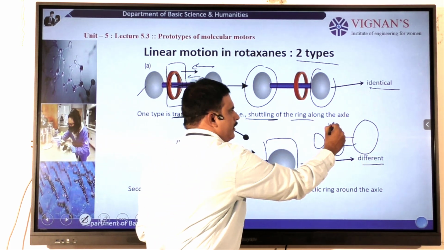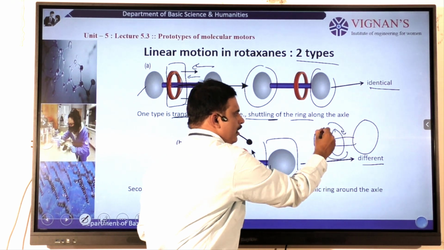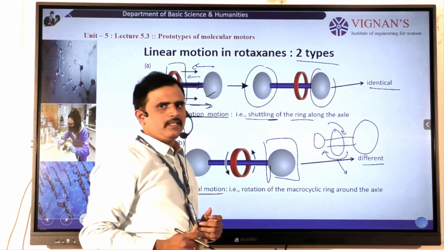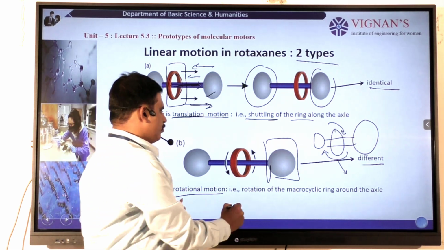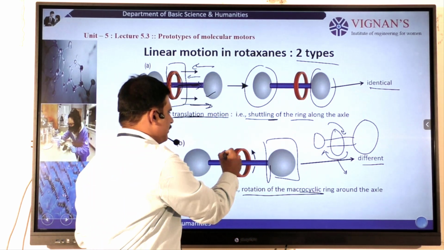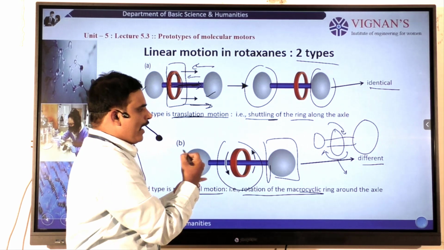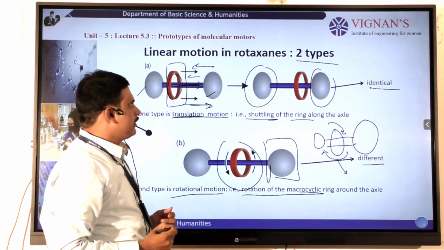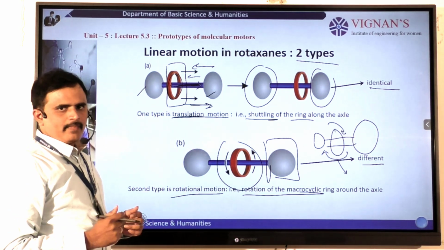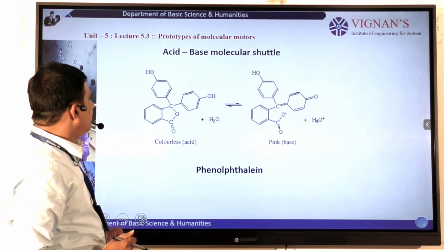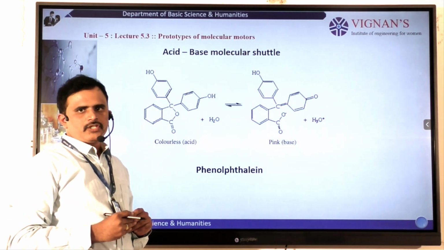When we observe this ring, the center ring will be moving in this direction as a wheel. So here, the rotation of the macrocyclic ring is moving around the axle. So this is the first type of linear motion. And coming to the second type, the acid base molecular shuttle.